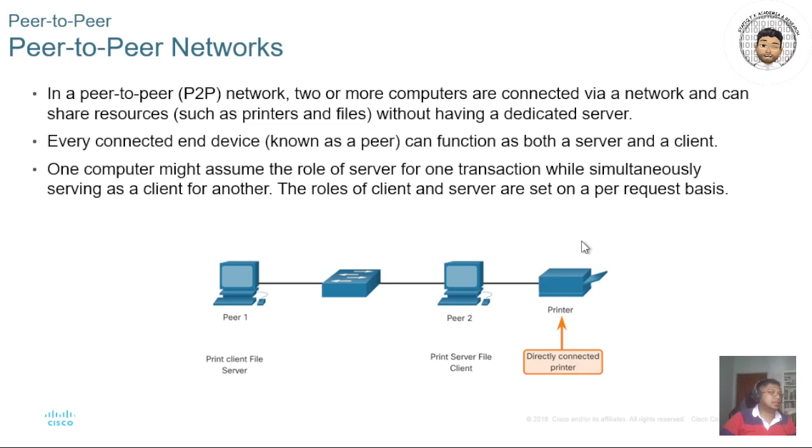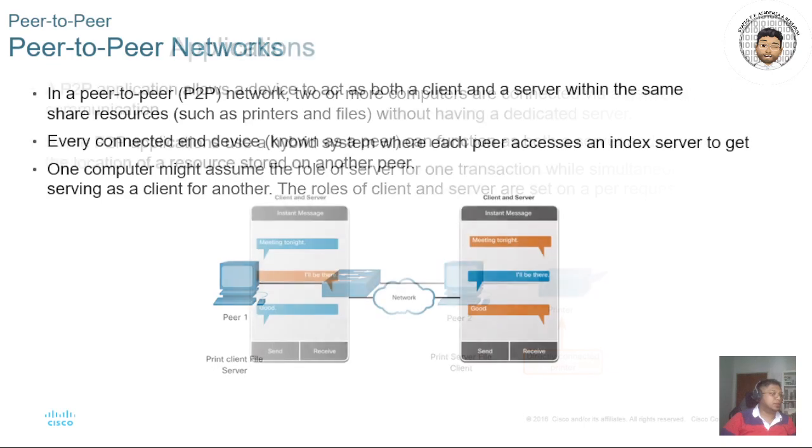So as you can see here, the printer is connected to peer 2, which means that when peer 1 wants to request to print, peer 2 has to become a server. When peer 2 wants to print, peer 2 will become a client, and this one will be a server. So this is a case of the peer-to-peer networks.